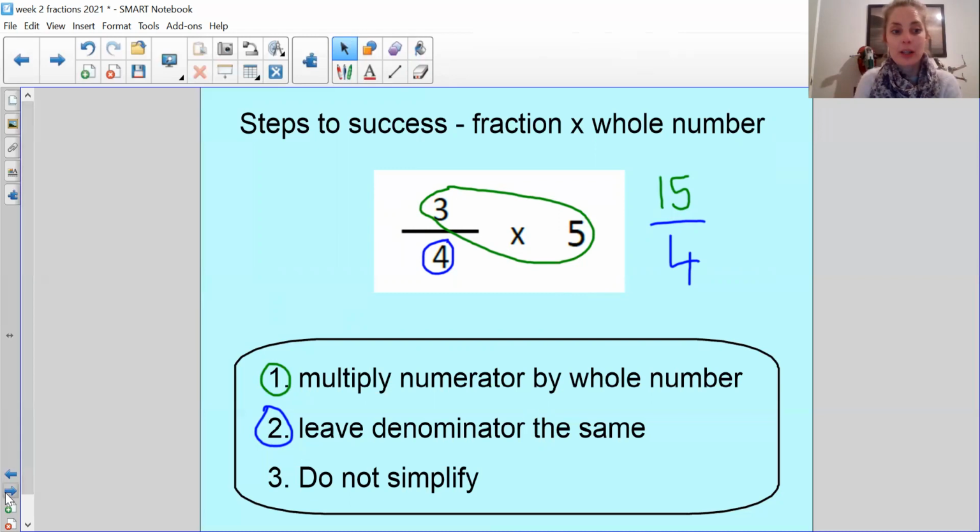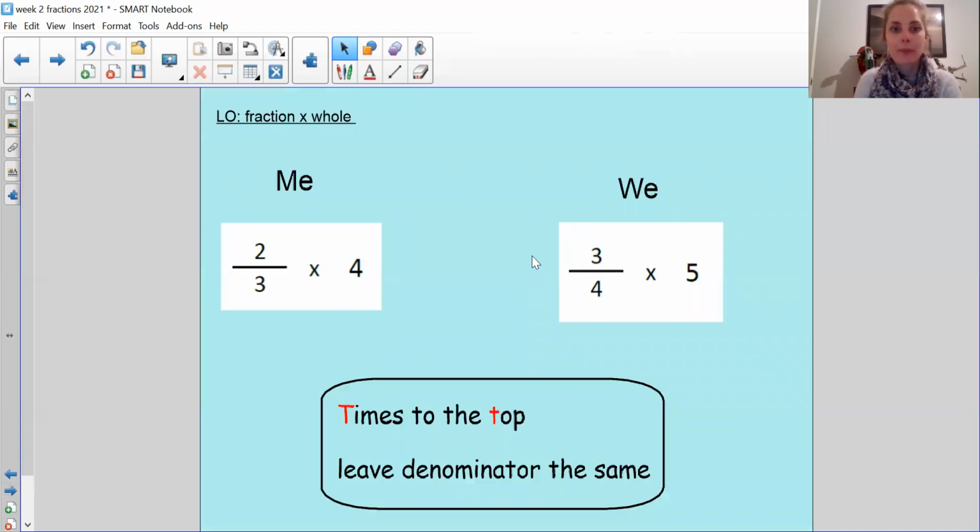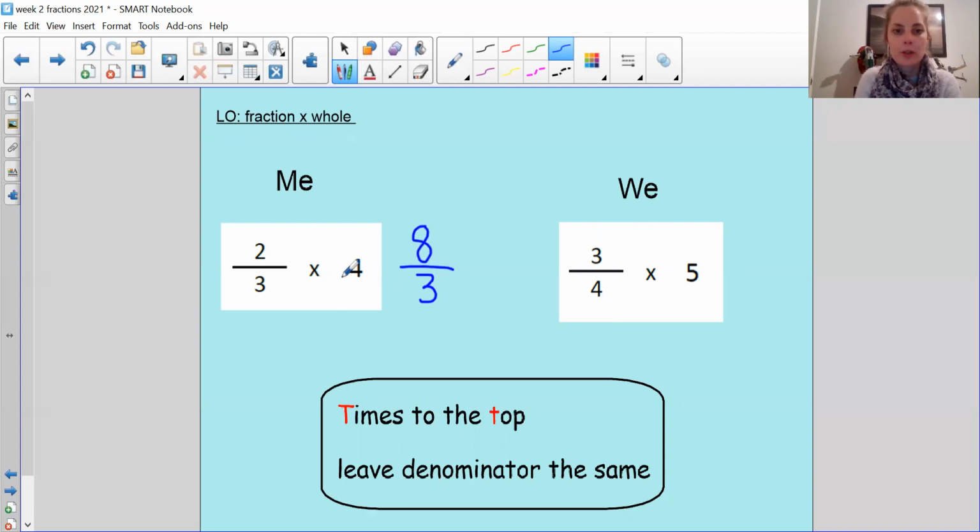And we are going to now look at some practice sums together. So I'm going to do this one with you, and then you're going to do some on your own. Right, so we're going to times the top. So I'm going to say 2 times 4. Ooh, that doesn't look very neat. 2 times 4 is 8. Leave the bottom number the same, 8/3. You could have also put 4 over 1, because remember 4 ones make 4. And then 2 times 4 is 8. 3 times 1 is 3.